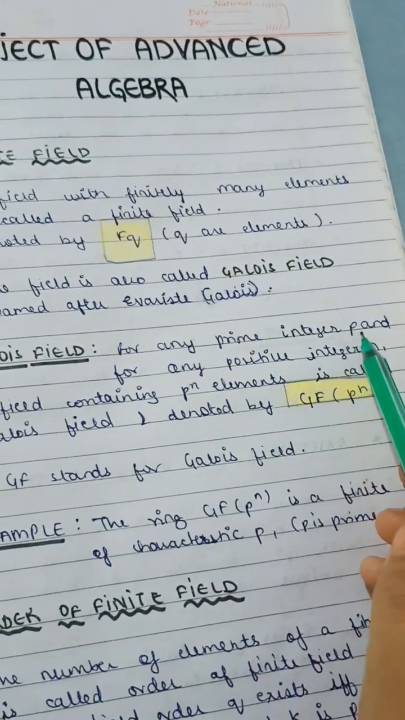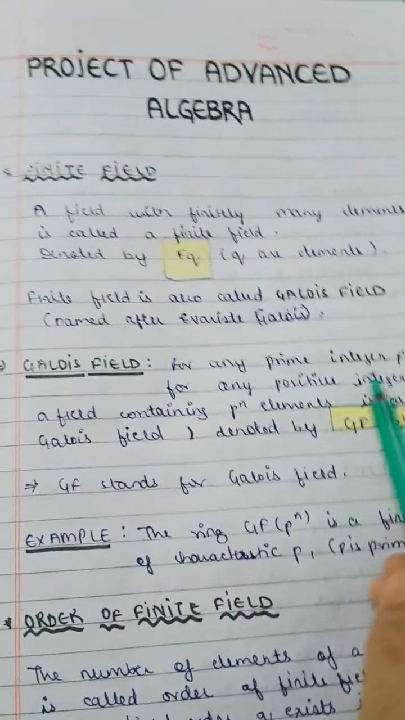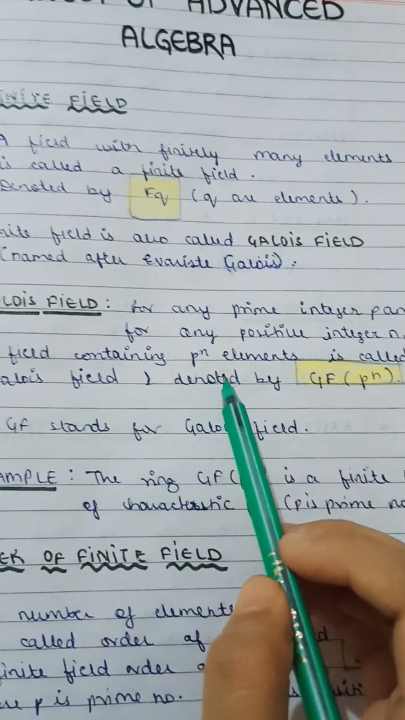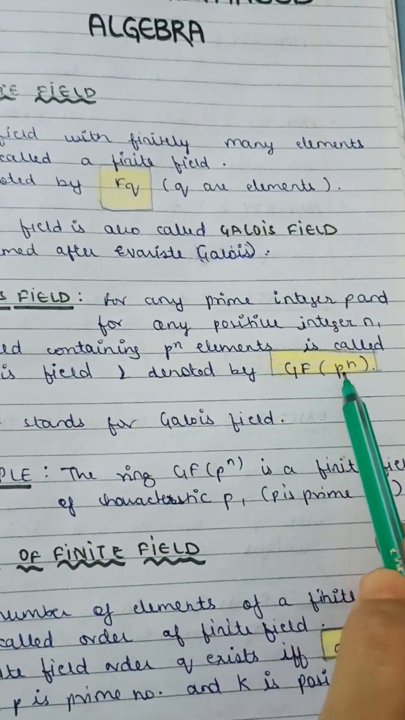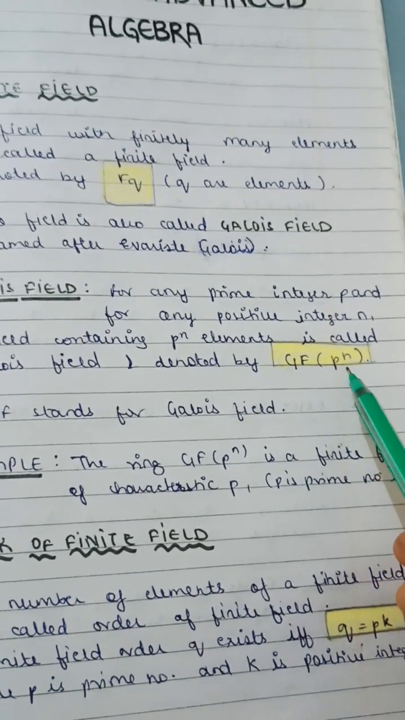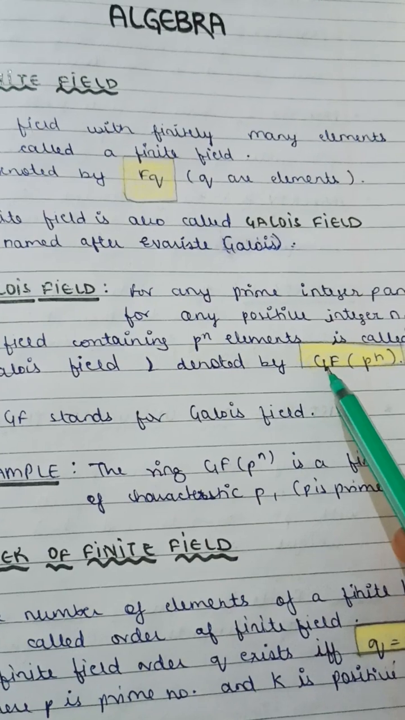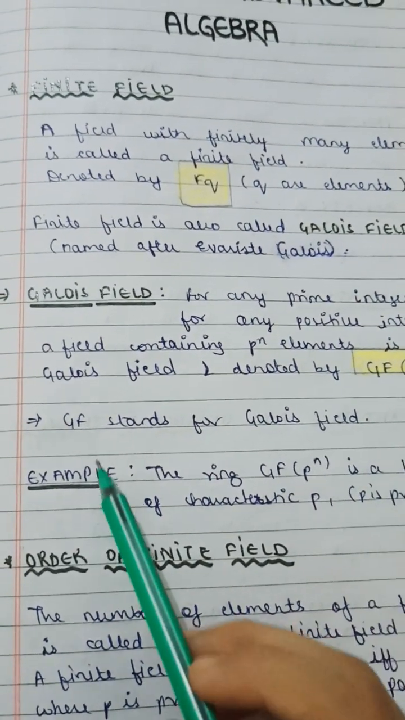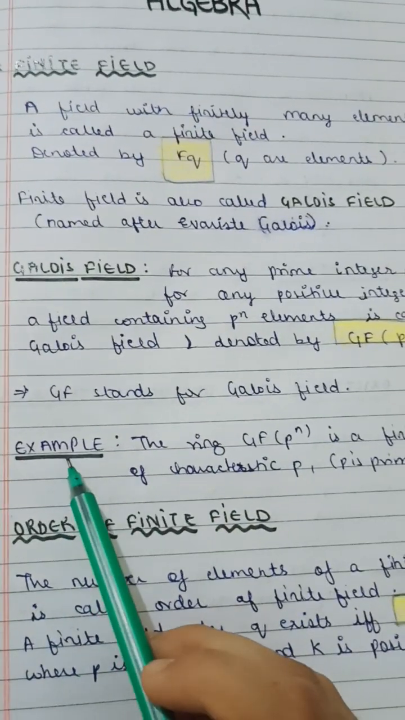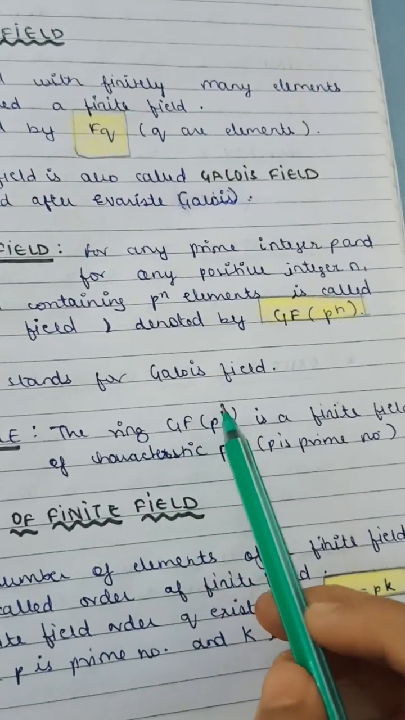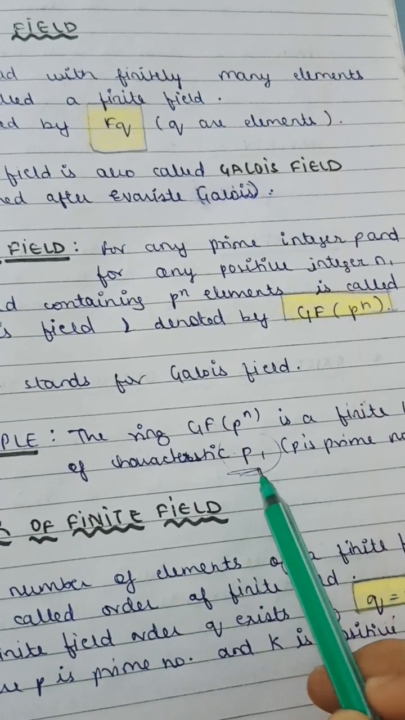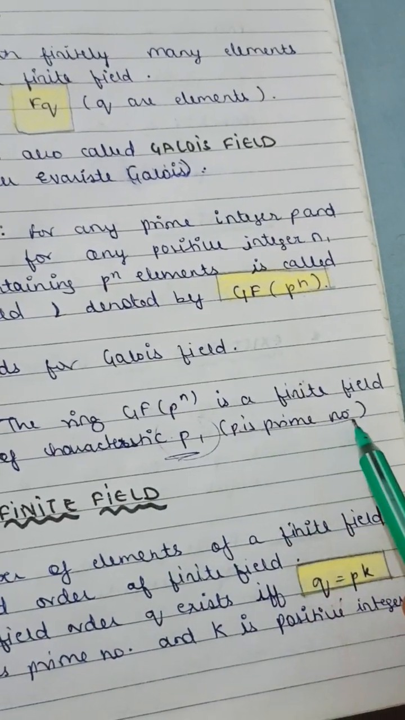For any prime integer p and any positive integer n, a field containing p to the power n elements is called a Galois field and is denoted by GF, with p to the power n in brackets. So, if p is a prime number and the field contains p to the power n elements, then it is a Galois field. Here GF stands for Galois field. An example of a Galois field is a ring GF(p^n), which is a finite field of characteristic p. The prime number p is also called the characteristic.